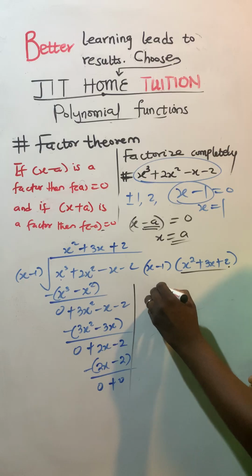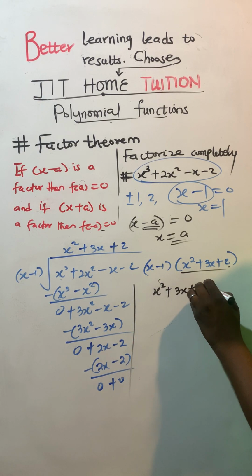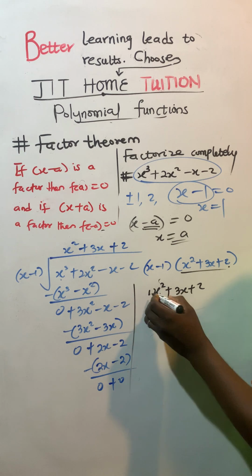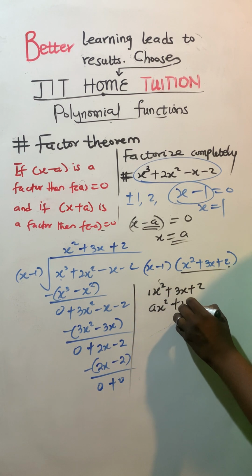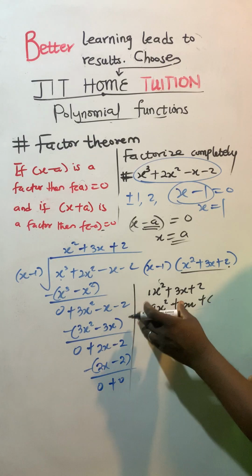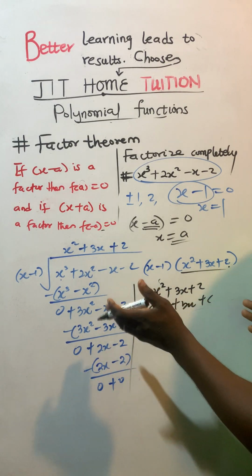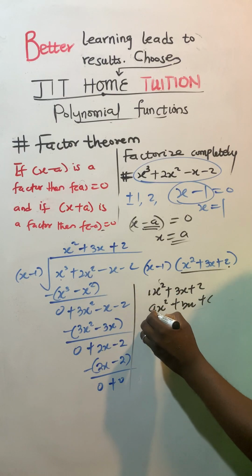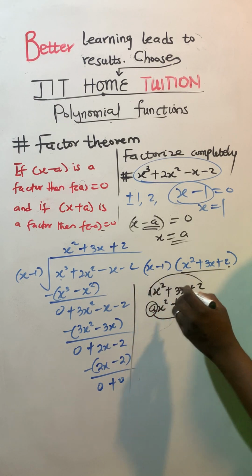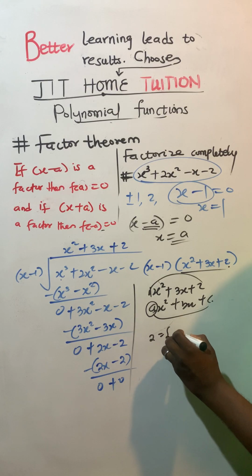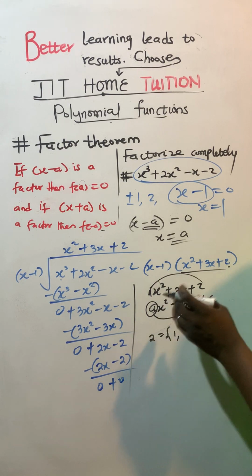Now let's look at x squared plus 3x plus 2. The formula for a quadratic expression is ax squared plus bx plus c. The coefficient of x squared will multiply the c. In this case, it's 1, and 1 times 2 is 2. Find factors of 2: 1 and 2.